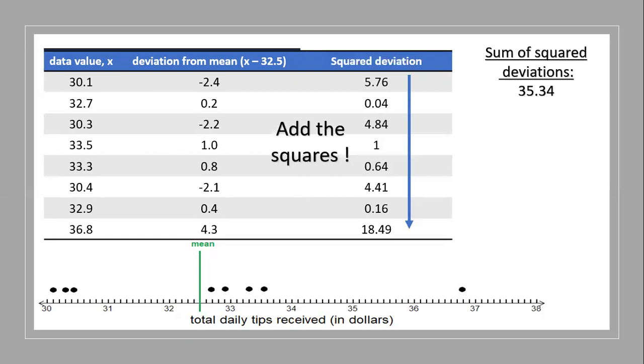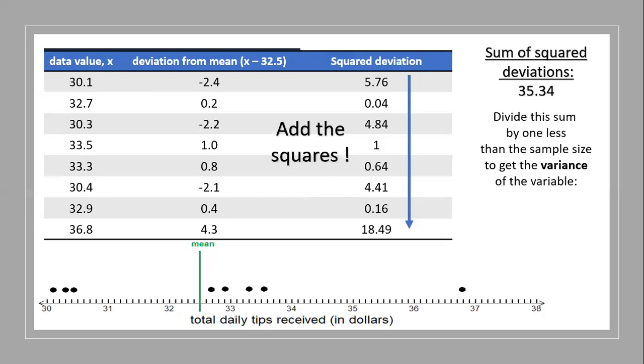Now, a special rule that we use when we're calculating the standard deviation for a sample, when we go to figure out the average deviation, we actually don't divide by 8 here, which is the size of the data set. This is a sample. And whenever we're computing what we call the sample standard deviation, the rule is that we divide the sum actually by 1 less than the sample size. And this is going to give us a measure that we call the variance of this variable. So if I divide 35.34 by 7, we'll get about 5.049. That quantity is referred to as the sample variance for this data variable.